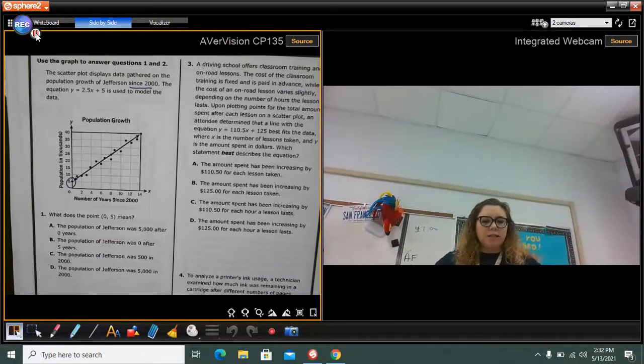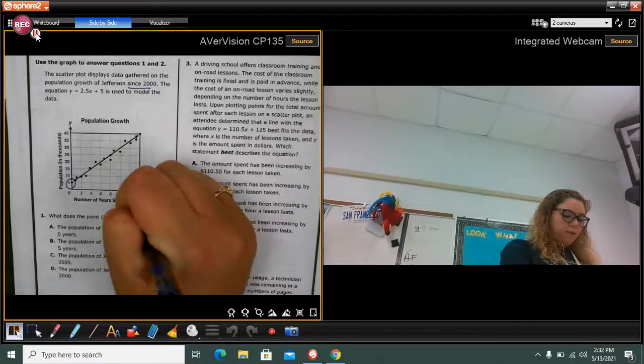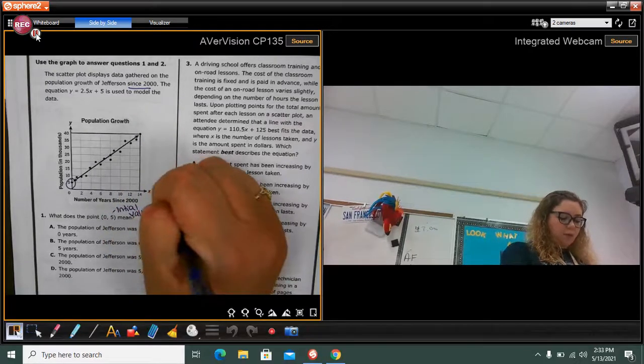So what do you think that's going to be? Your initial value. So what does 5 represent? It is your initial value. It's what you start off with. Okay, we're talking about your y-intercept.